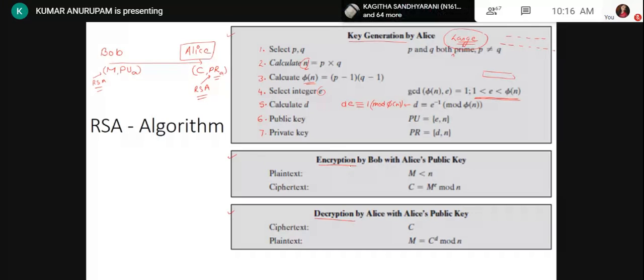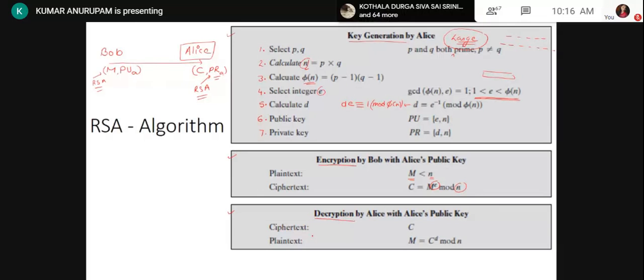We have a plain text M, whose value must be lesser than n. Remember, M's value should be less than n. Now, when you have this M, the ciphertext can be generated using the public key values, which are e and n. So m to the power e mod of n is how we calculate the ciphertext: c is equal to m to the power e mod n.